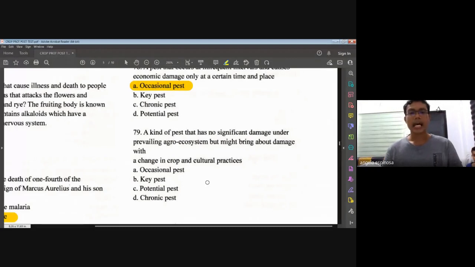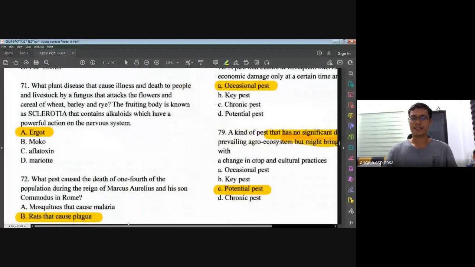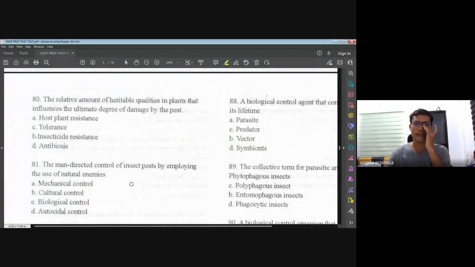Number 79, a kind of pest that has no significant damage under prevailing agro ecosystem, but might bring about damage with a change in crop and cultural practices. Might bring, ibig sabihin, baka pwedeng magdala. The correct answer is potential pest. Pag potential pest pala, ibig sabihin, may possible na pwede siyang magdala ng peste sa plants. Okay? Number 80, the relative amount of heritable qualities in plants that influences the ultimate degree of damage by the pest. The correct answer is letter A, host plant resistance.